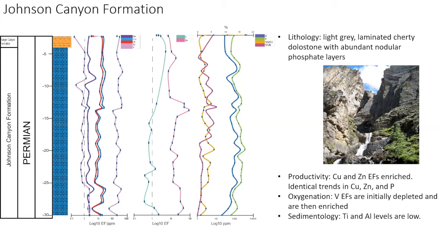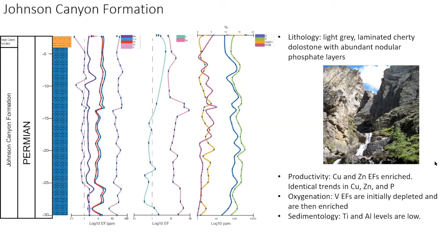Overall, for productivity, we see that copper and zinc is enriched throughout the Johnson Canyon Formation. For oxygenation, vanadium is initially depleted and then becomes enriched above the negative 15-meter mark here. So we go from depleted to enriched. And then finally, for sedimentation, titanium and aluminum are overall just low for what we would compare for in later sections.